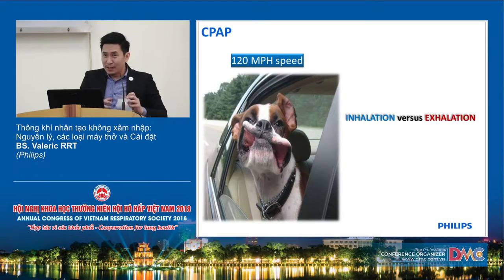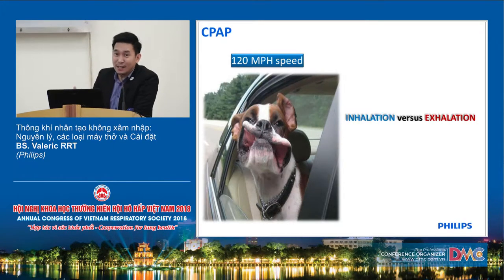The patient is fighting during exhalation because the patient is exhaling against 120 kilometer per hour speed. Imagine that. You exert high settings for the CPAP, then the patient can inhale well, but in terms of exhalation it's very difficult for him.